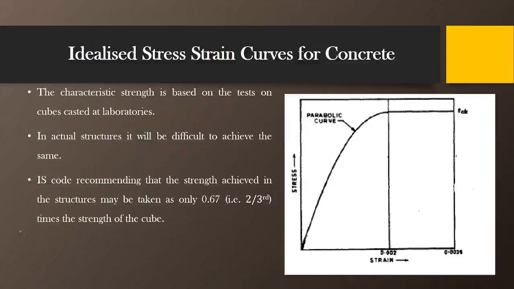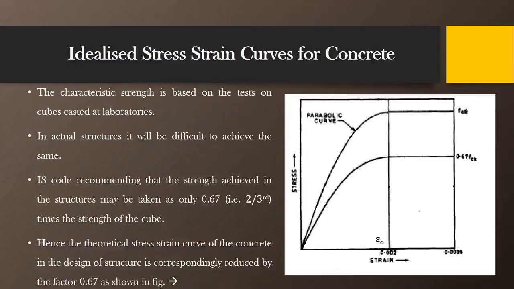Hence, by using this clause, which is given in IS 456 under the assumptions in the limit state method, we have to derive the design curve. Instead of taking the full value of FCK, we are taking only 0.67 times FCK. So we'll get a new curve like this. This curve is called the theoretical curve. I write it as theoretical curve.